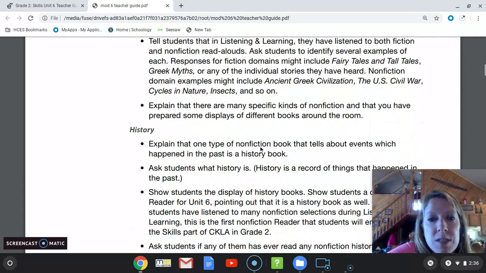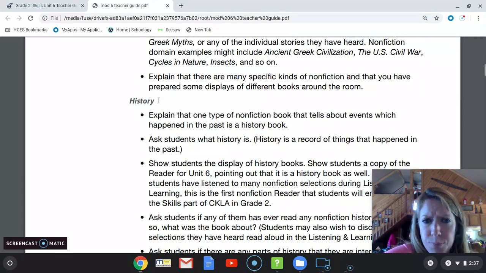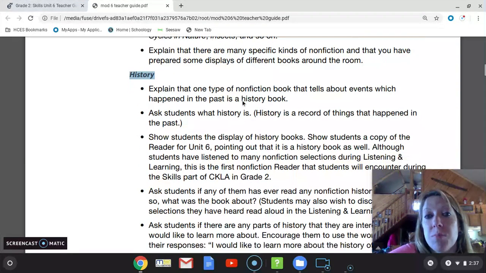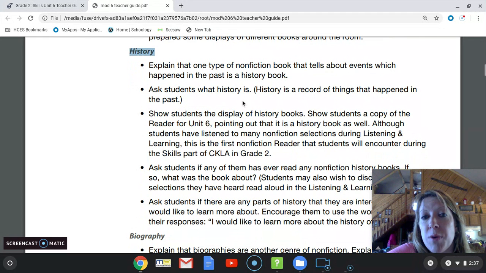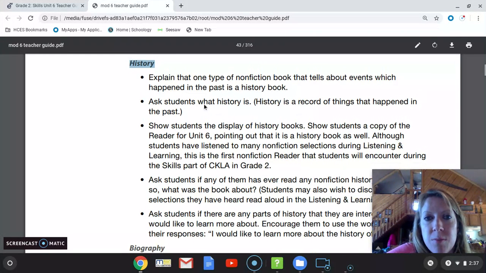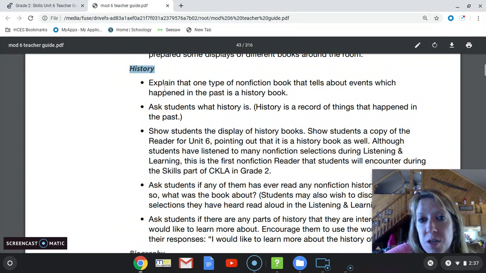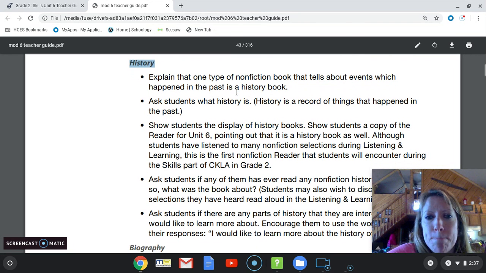So today's lesson I'm going to go over different types of nonfiction books with you. This way you could understand them a little bit better. So there are history books. One type of nonfiction book that tells about events that happened in the past is a history book.